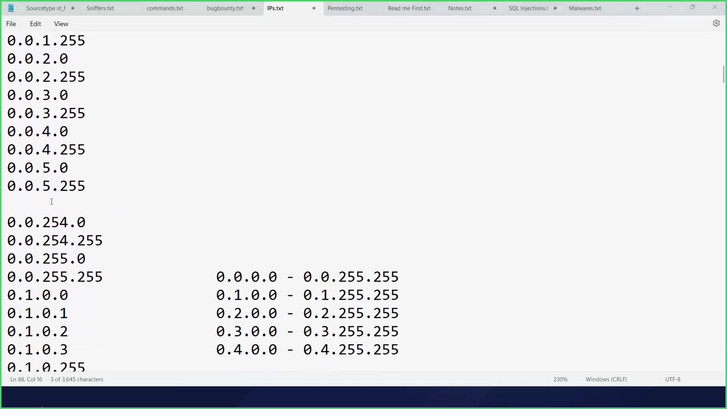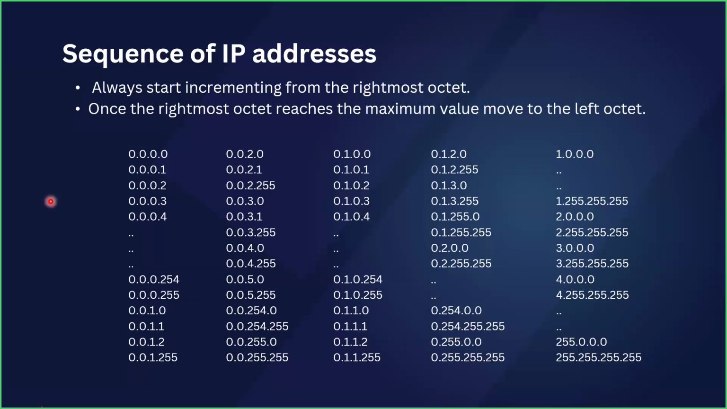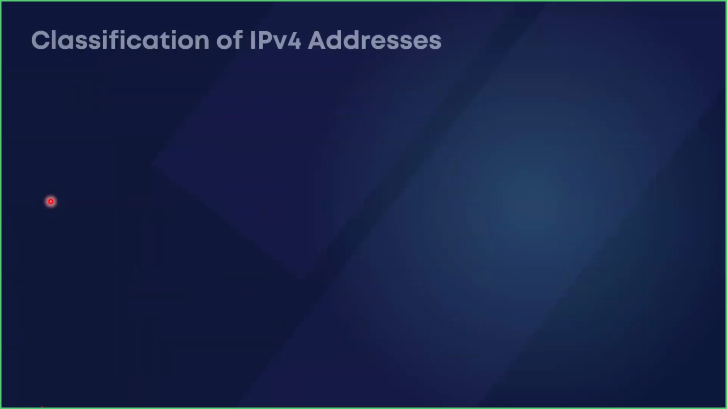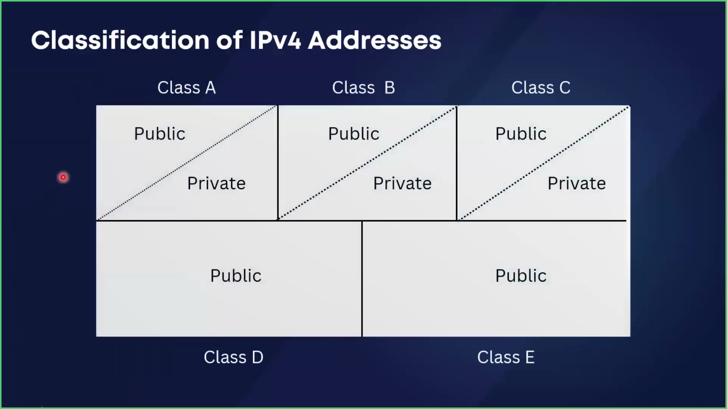Now, again, as mentioned, this entire sequence of IPs from 0.0.0.0 to 255.255.255.255, the entire 4.3 billion IPs are divided in certain categories. So these categories are called classes: class A, B, C, D, and E. There are 5 categories. And under each class, there are 2 subcategories again, public and private IPs.